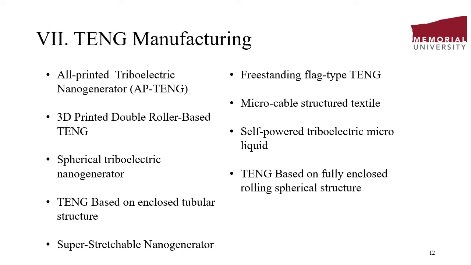So, the spherical structure, the last one. The last electrical generators are based on a fully enclosed spherical structure, so that it can float on the water to absorb the vibration of water waves. So those are the summary of the existing technologies we studied.